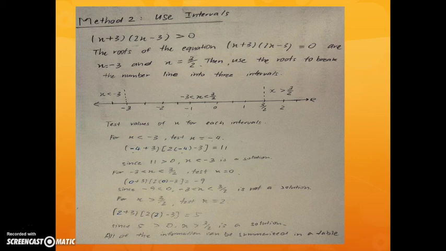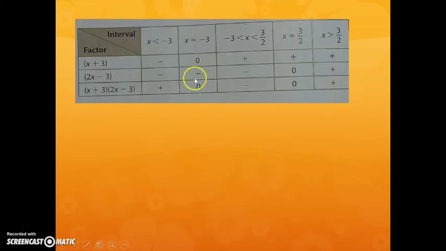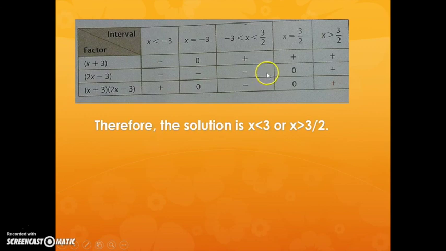All of this information can be summarized into this table. From this table, we can conclude that the solution is x is less than negative 3 or x is greater than 3 over 2.